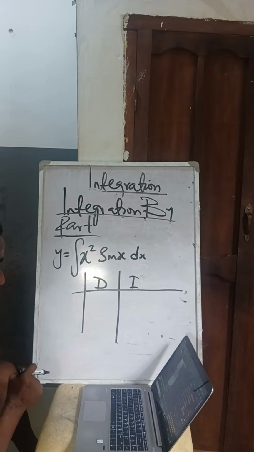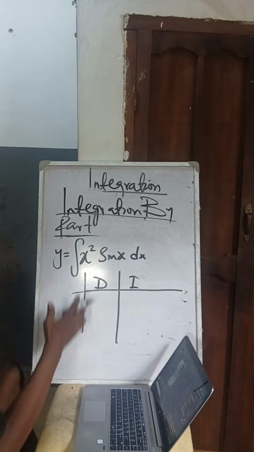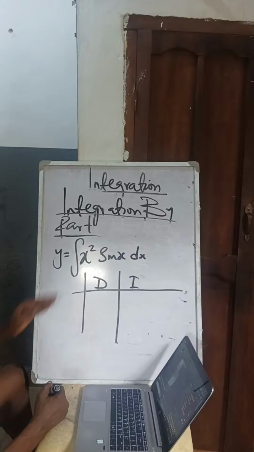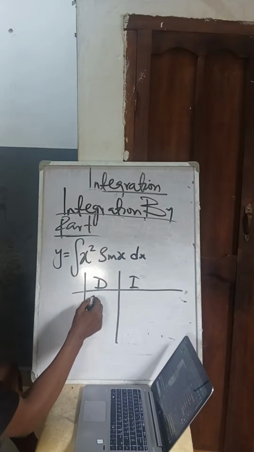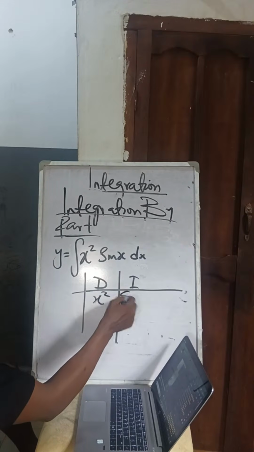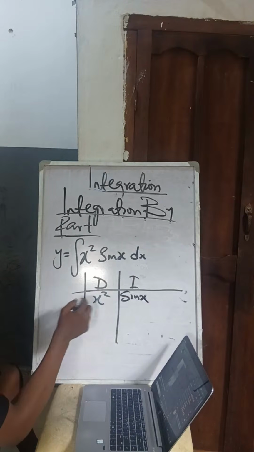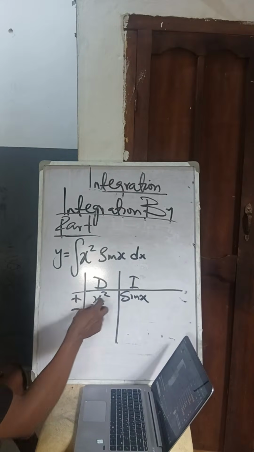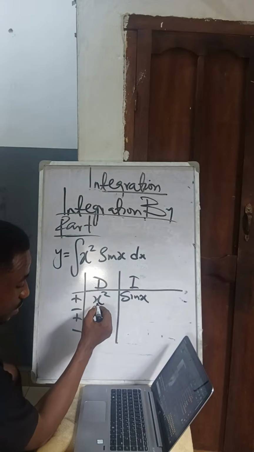DI method. So D is differentiation, I is integration. So for DI method, we are differentiating this part, integrating this part. You have x squared and you have what? Sine x. So here is plus minus plus minus. Now differentiate x squared, you have what?